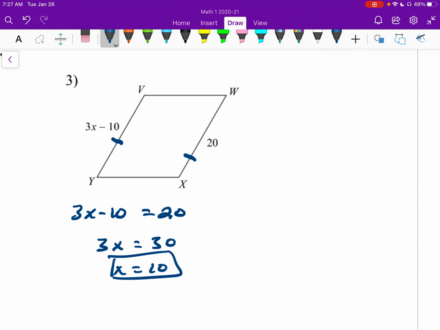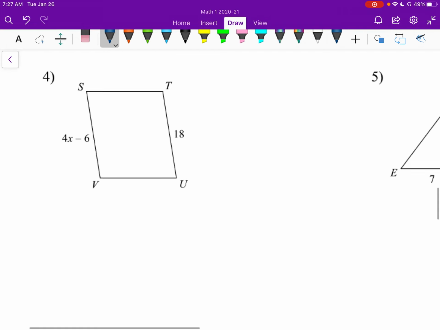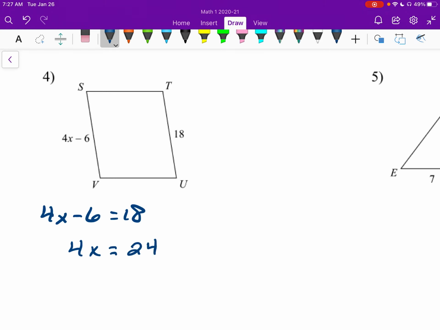Is that the same problem that we just did? Not quite. Number 4, 4x minus 6 is 18. So 4x is, what is that, 24? And x is 6. Is that 6? Yeah, 6.